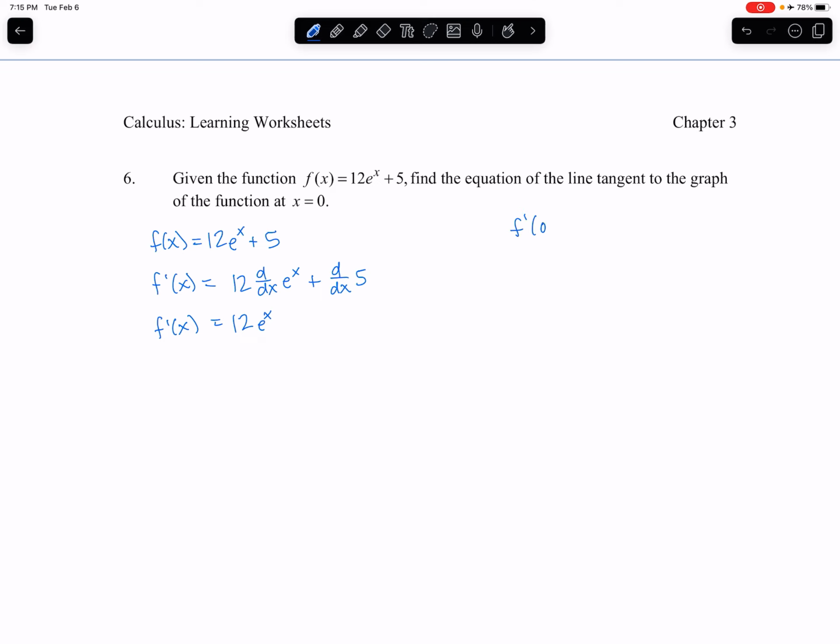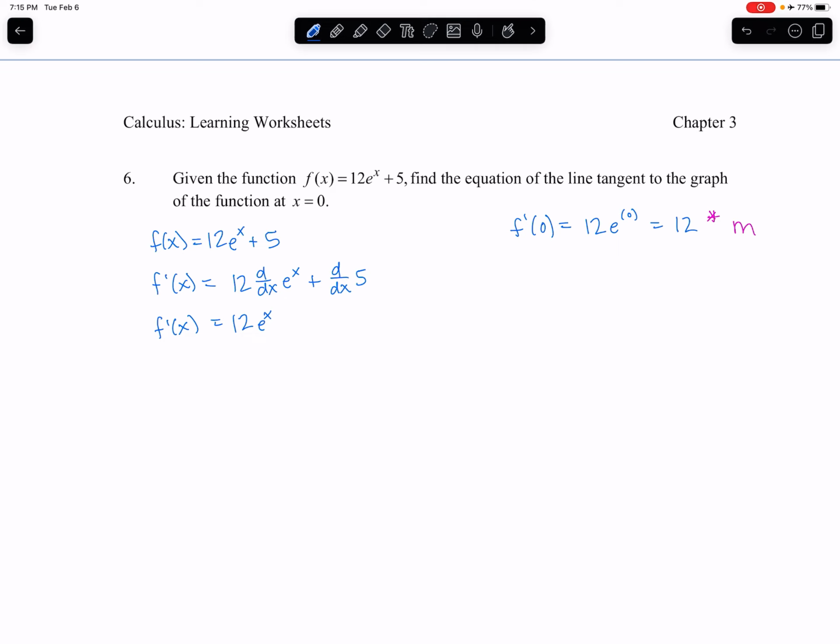F prime at 0. This is going to tell us the slope at 0. 12e to the 0. Anything raised to a 0 is 1, so we're just left with 12. So this is going to be our m, our slope.